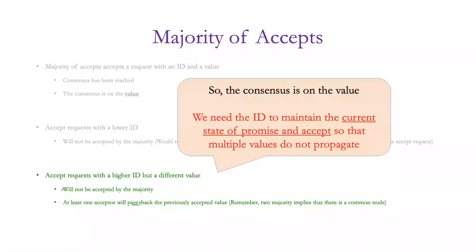An accept request with a higher ID but a different value will not be accepted by the majority, because at least one acceptor will piggyback the previously accepted value. Remember, two majorities imply that there is a common node, as in our example.